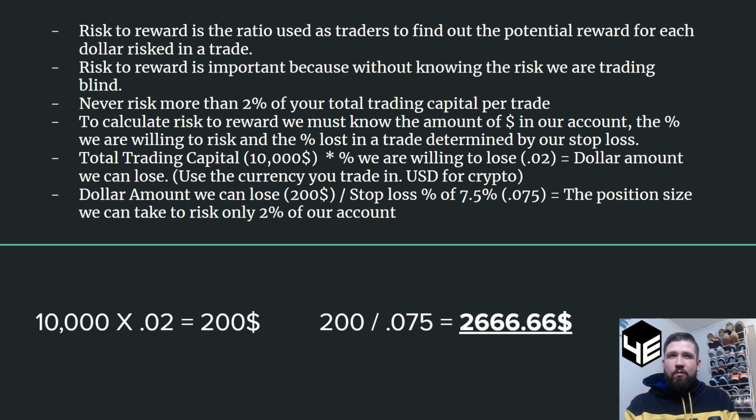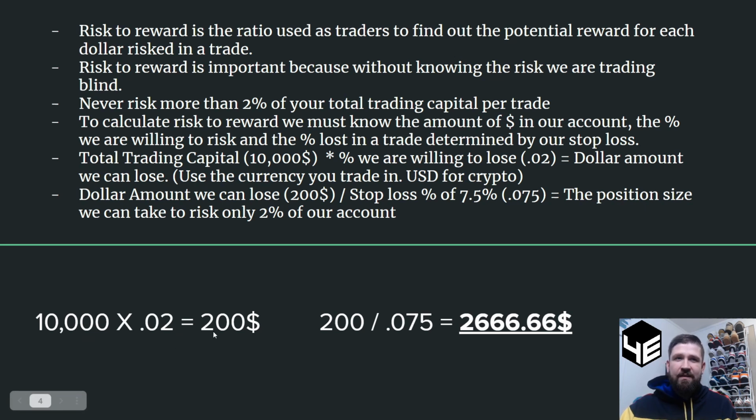And to calculate the risk to reward, we must know the dollar amount in our account, the percent we are willing to risk, and the percent loss in the trade determined by our stop loss. Now in this example, our total trading capital is $10,000, and what you do is multiply it by the percent we are willing to lose, which is 2%. And I always recommend never going over 2%. You can use 1% if you're a little bit more conservative, but I personally use 2%, and it's worked great for me. So if you do this equation here, 10,000 times 0.02 or 2% equals $200. Now that's the dollar amount that we're able to lose to only be risking 2% of our $10,000 trading account.